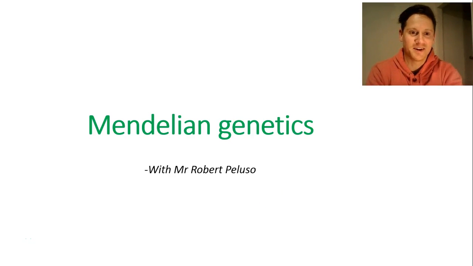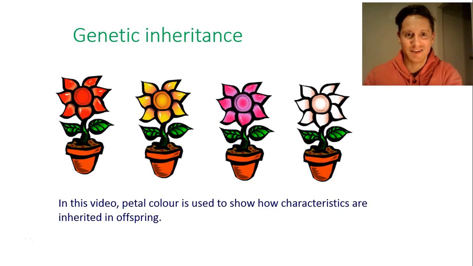This video lesson is going to be on Mendelian genetics. So looking at the passing down of genetic traits, genetic inheritance, and who Gregor Mendel actually was. The first thing we'll get into is genetic inheritance. Inheritance means passing down of characteristics from parents to offspring. In order to explain this, I'm going to use the petal colors of flowers. When flowers pass down their genetic material, their offspring may or may not inherit their petal color.